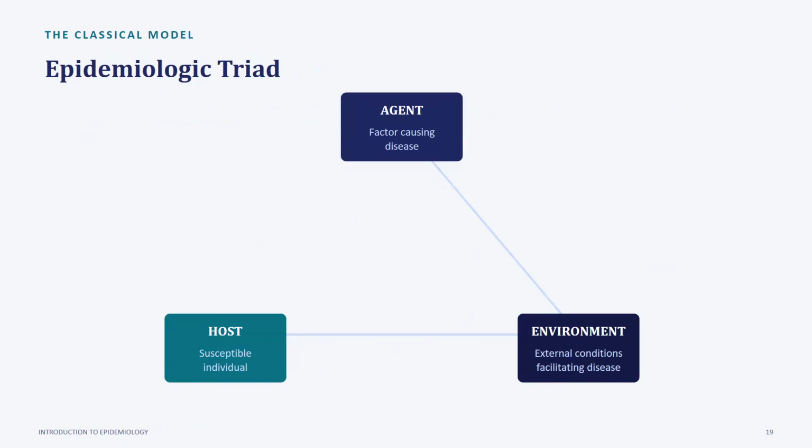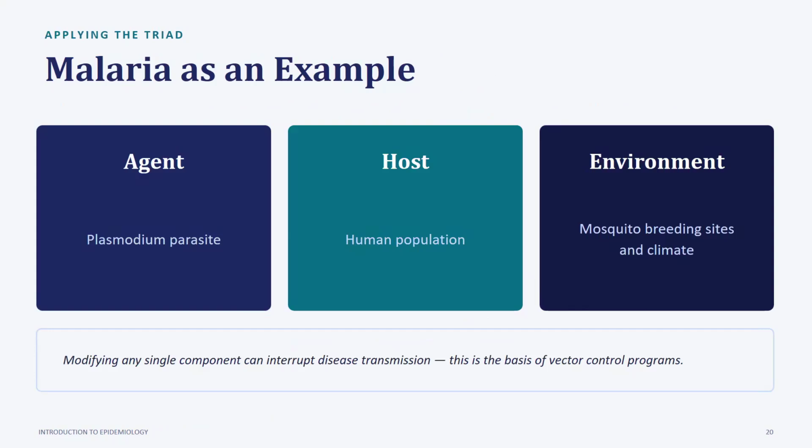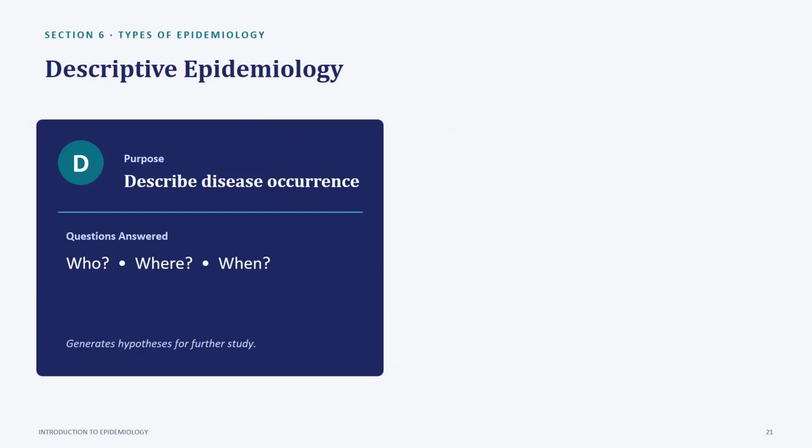Then, as we talked about, we also have a concept of epidemiologic triad, where there is interaction of agent, environment, and the host. Agent is the factor causing the disease, environment are the external conditions which facilitate the disease, and host is the susceptible individual in which disease occurs. So if we take the example of malaria, then agent is Plasmodium parasite, host will be the human population, and environment will be the mosquito breeding sites and climate. So modifying any single component can interrupt disease transmission, and this is the basis of vector control programs.